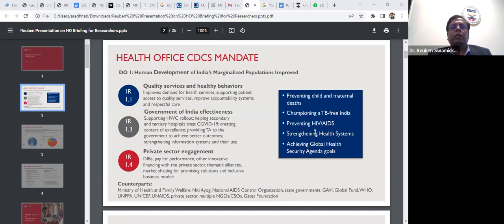Some of the counterparts are mentioned at the bottom of your screen. The Ministry of Health and Family Welfare is our biggest partner. Then, of course, Niti Aayog, NACO, and various state governments. Outside, you have the Global Fund, WHO, and all the UN organizations. And on the ground, it is the NGOs and CSOs who make the difference to be able to take whatever you're thinking at national level down to the last mile. Next slide, please.